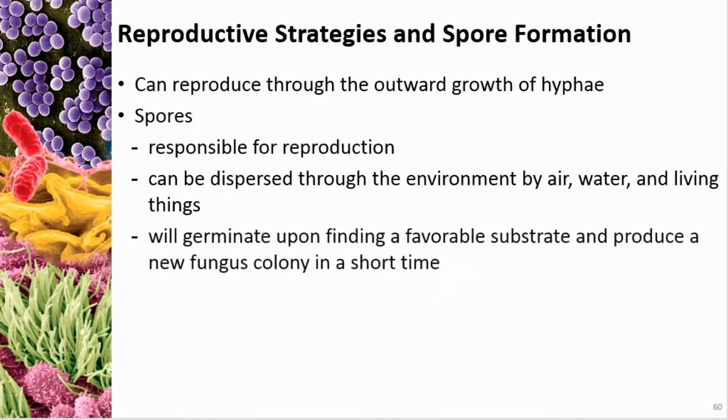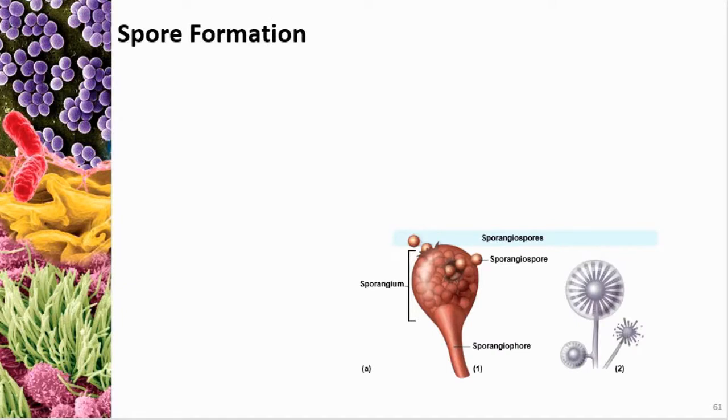Just like with the bacteria, once conditions are favorable, they will germinate, so to speak, and produce a new fungus. And from one fungus grows 2 and 4 and 8 and 16 and so on until you've got millions of cells again. So let's talk about how we make a spore.